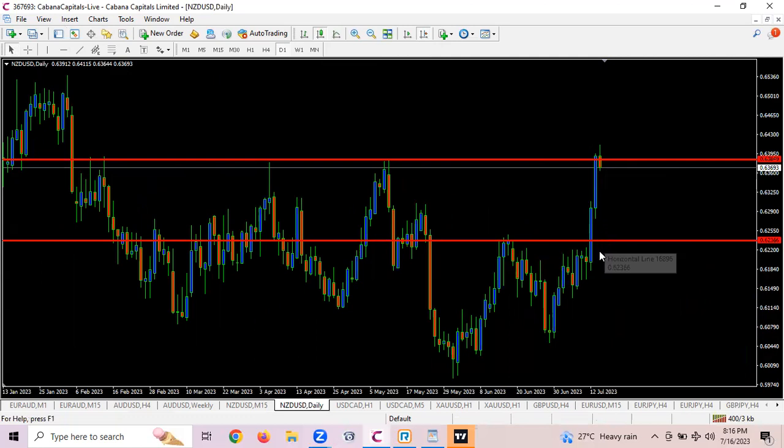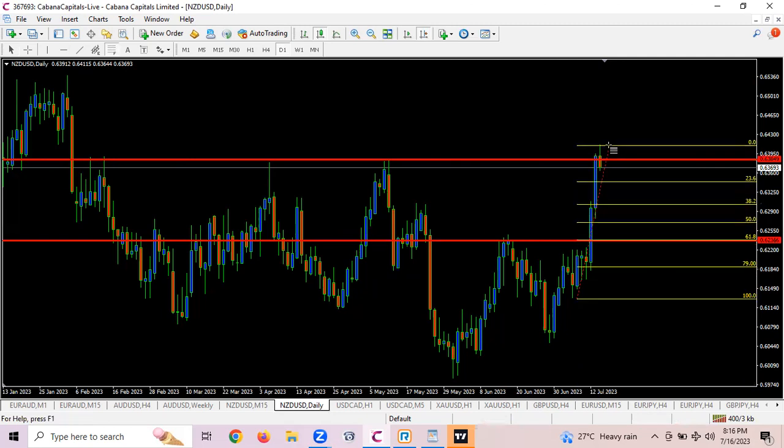So we should expect price to drop to this level before we consider buying on New Zealand USD. But this week, I'm bearish on New Zealand USD. You could also apply your Fibonacci to take it from this swing low to the current swing high. So we expect price to pull back to a discount level, which is from below 50 to 79. So expect price to pull back to this zone before you consider buying.